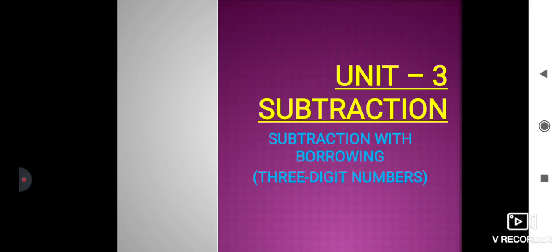Students, before vacation, we have already covered Unit 1 and Unit 2, and we have also done exercise 3.1 of Unit 3, that is subtraction. Today we will understand how you can subtract 3-digit numbers with borrowing. So let's move further and understand it with the help of some examples.